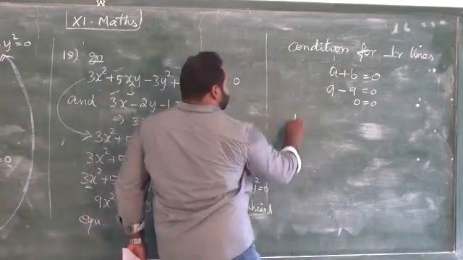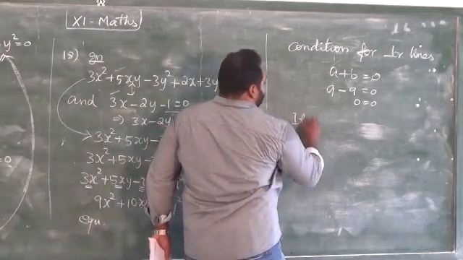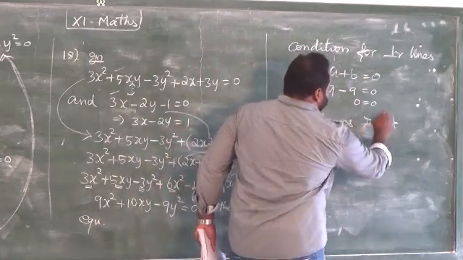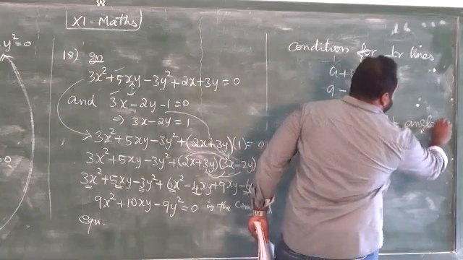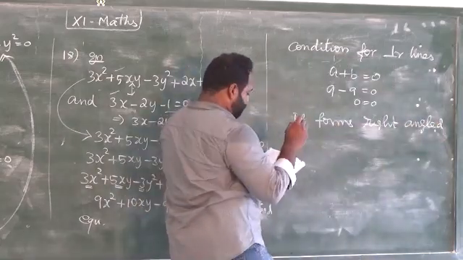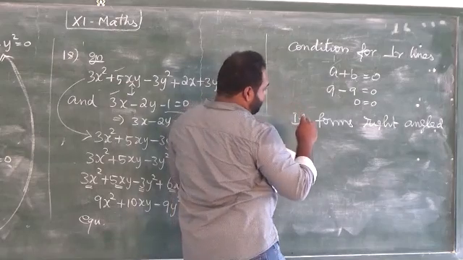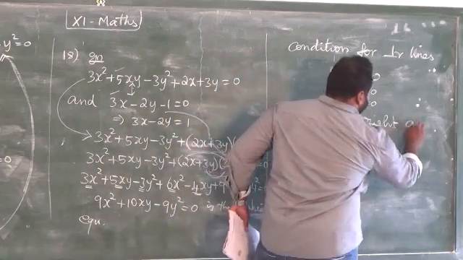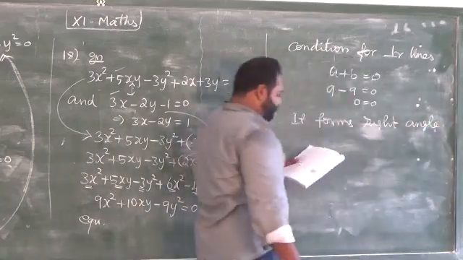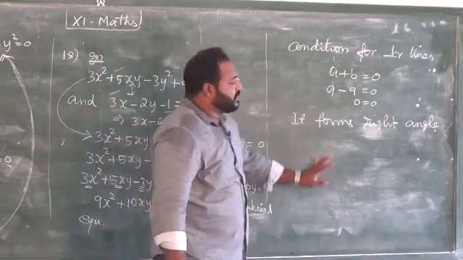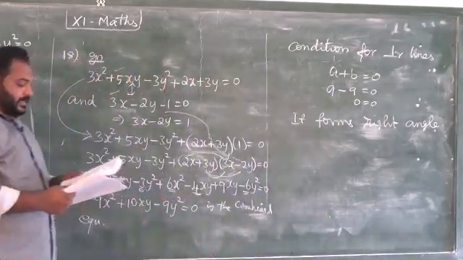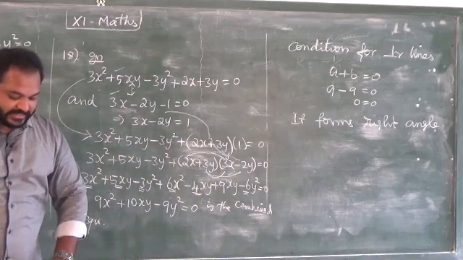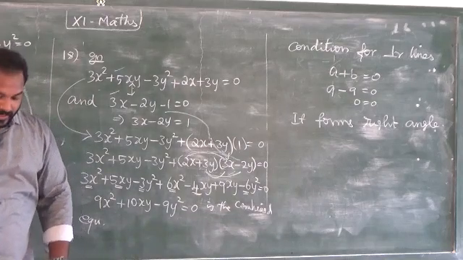So it forms a right angle. Sorry, right angle, not triangle. It forms a right angle. So by this we can complete exercise 6.4. Also we have completed this chapter, analytical geometry.